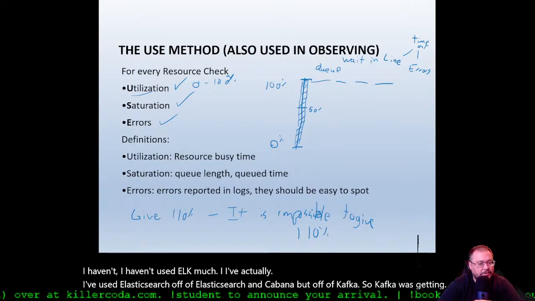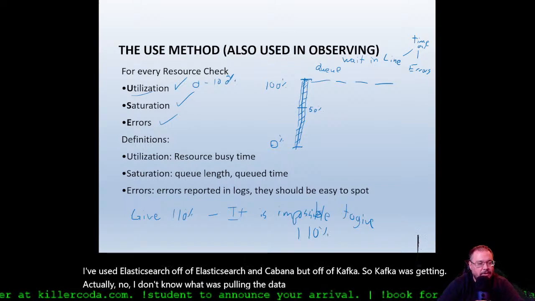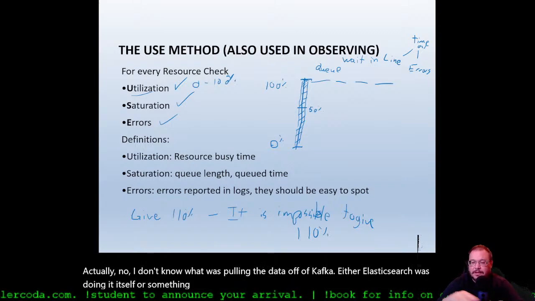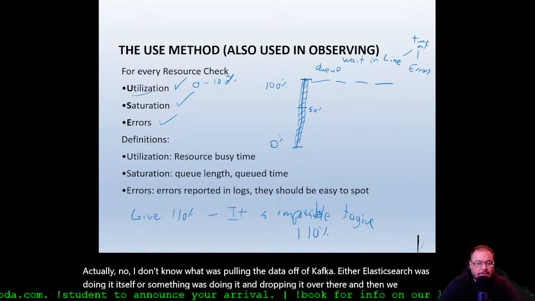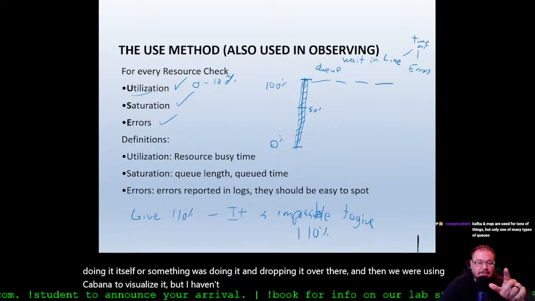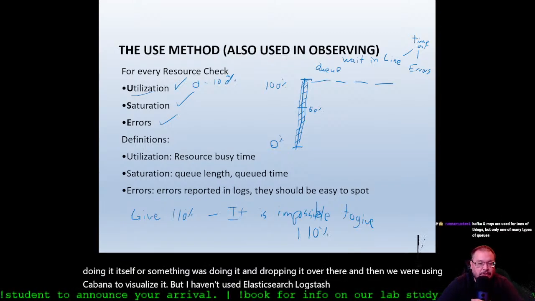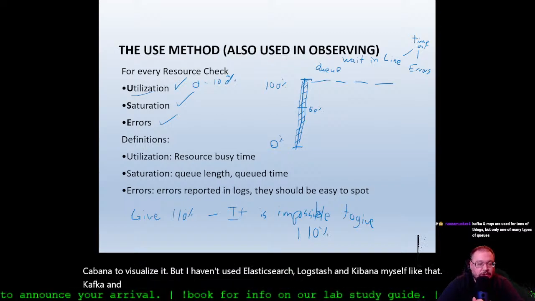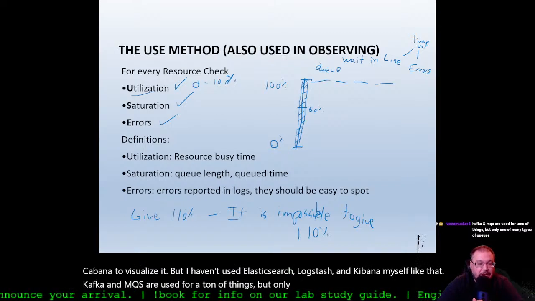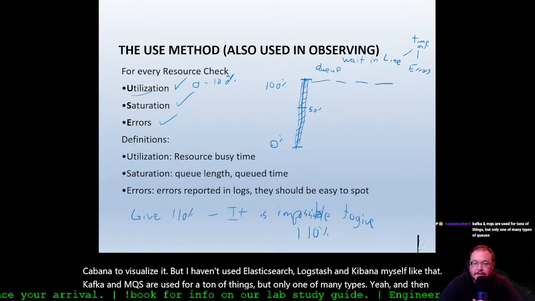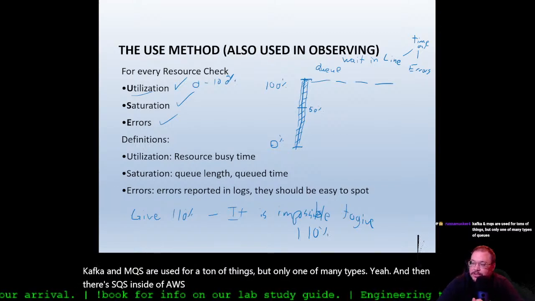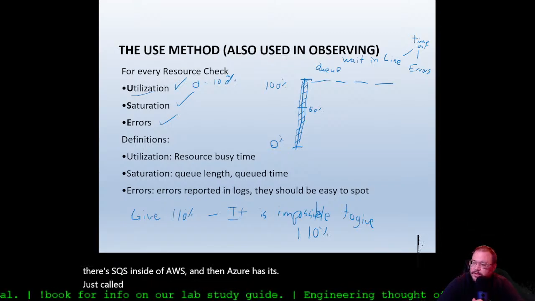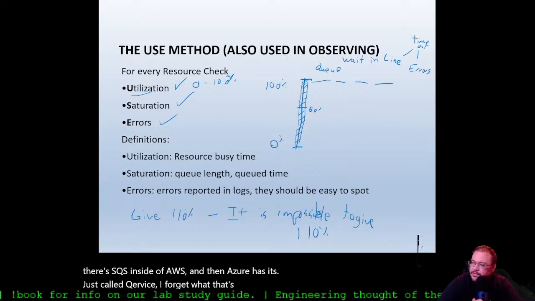Actually, I don't know what was pulling the data off of Kafka. Either Elasticsearch was doing it itself, or something was doing it and dropping it over there, and then we were using Kibana to visualize it. But I haven't used Elasticsearch, Logstash, and Kibana myself like that. Kafka and MQs are used for a ton of things, but only one of many types of queues. Yeah, and then there's SQS inside of AWS, and then Azure has its Queue Service. I forget what that's called. Azure Queues?